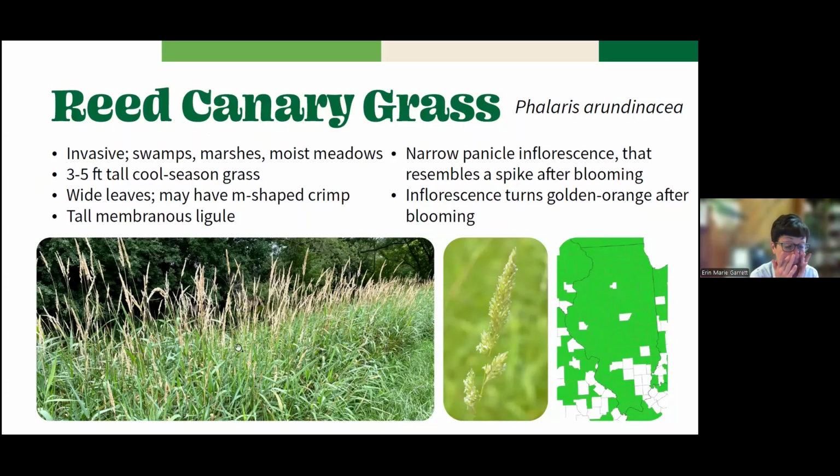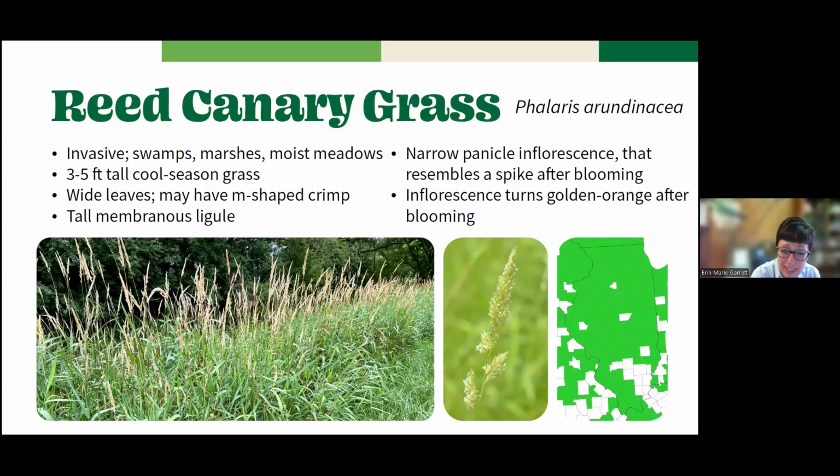This is the one that I had the hardest time differentiating from the smooth brome because they were growing at the same time. They have similar type of leaves, kind of wider leaves, and the reed canary grass sometimes would have an M-shaped crimp. So that would throw me off. Telling this one apart from smooth brome, this one has a much taller membranous ligule, like double the height of the smooth brome. Again, that's kind of hard if you don't have them side by side. But as you look at it more, hopefully you can tell that difference.